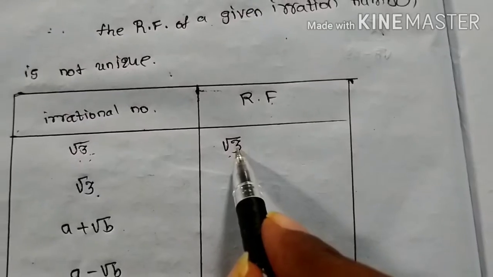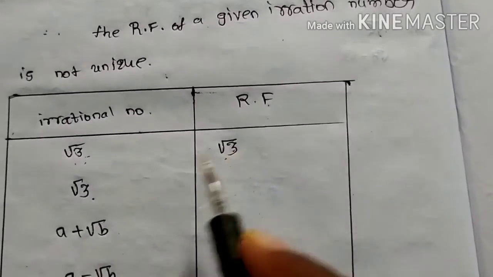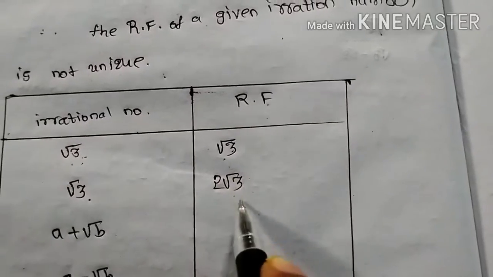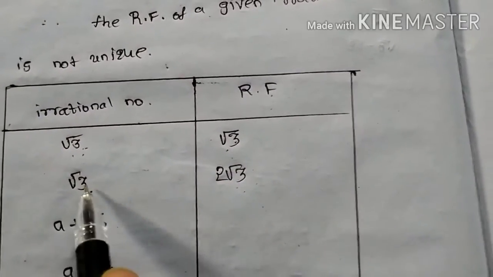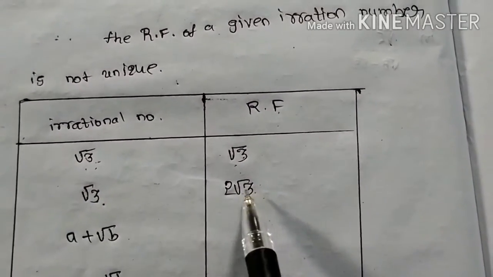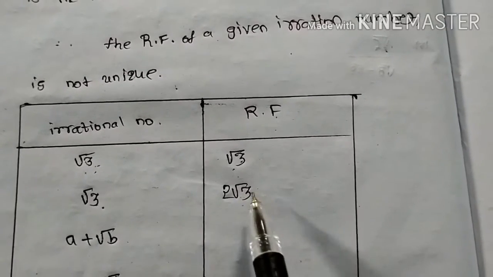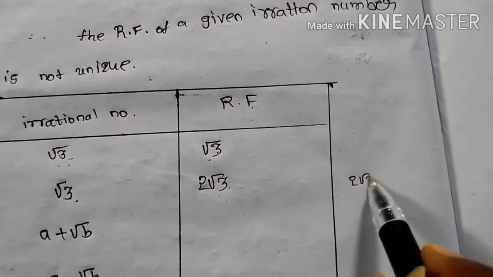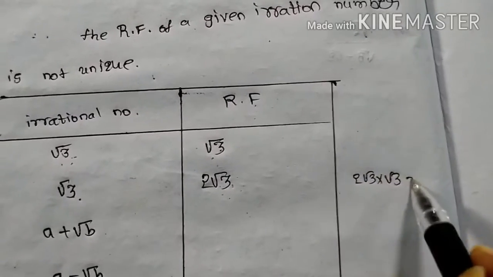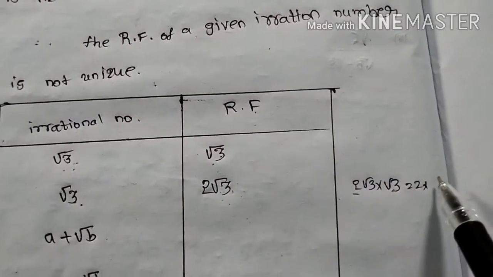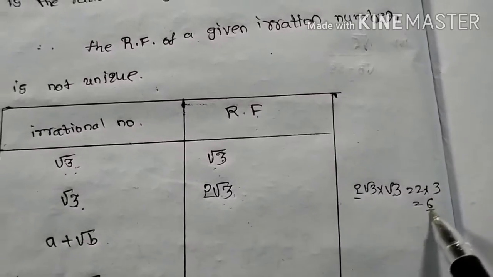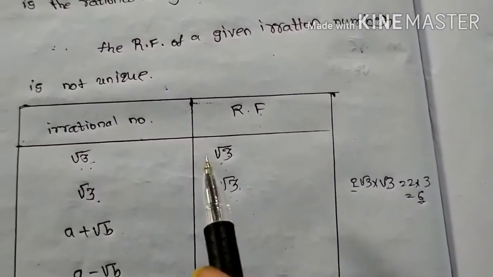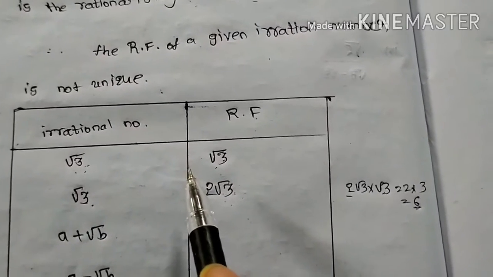Once again I am asking, what is the rationalizing factor of root 3? One student has taken root 3 only as the rationalizing factor. Another student has taken 2 root 3 also as a rationalizing factor. Why? Because root 3 into 2 root 3, you will get 2 into root 3 into root 3, which is 3. That means 2 into 3 is how much? 6. That means 6 is a rational number or not? Yes.